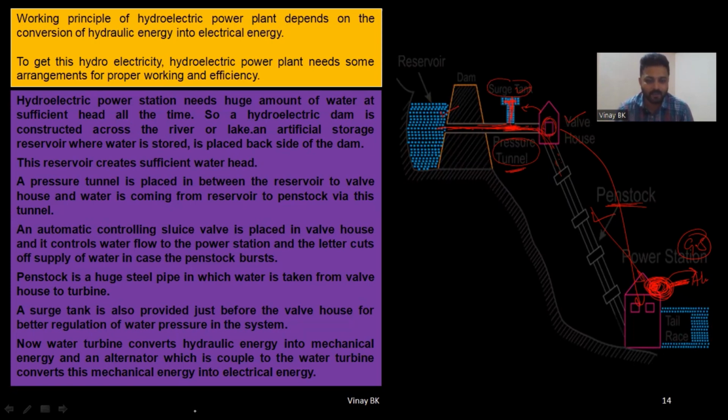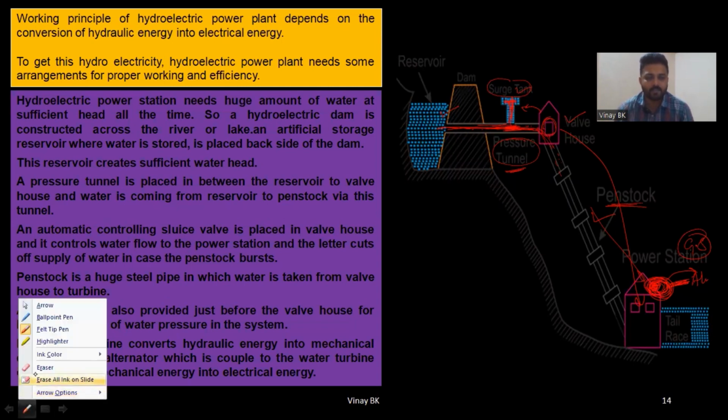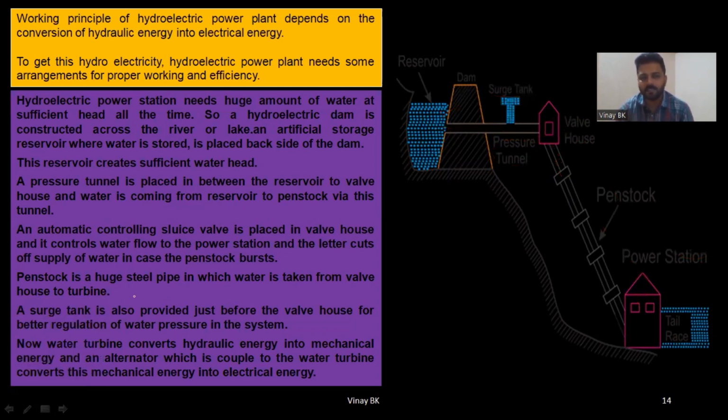If you are not understanding, I'll glance over it once again. You have to write the parts. First, you need to write the working principle. The working principle of a hydropower plant depends on the conversion of hydraulic energy into electrical energy. Then you explain the parts: a water head, then the reservoir, then the pressure tunnel, which is placed between the reservoir and the valve house. The valves include the sluice valve to control the water flow to the power station. If any obstruction occurs, it will automatically shut off the water supply.